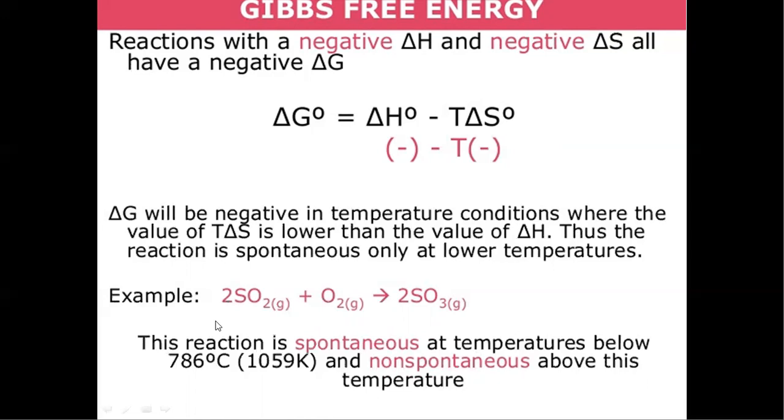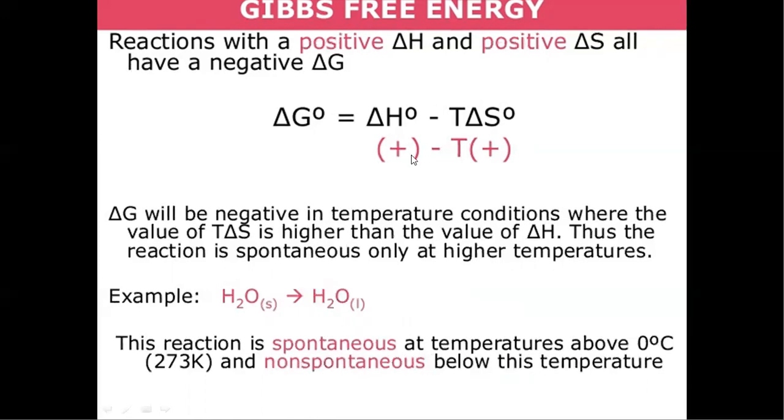2 moles of sulfur dioxide react with oxygen and form 2 moles of sulfur trioxide. Here all molecules are in gaseous form. At this condition, if you are increasing the temperature, it gives a non-spontaneous reaction, and if you are decreasing the temperature, it gives a spontaneous reaction.